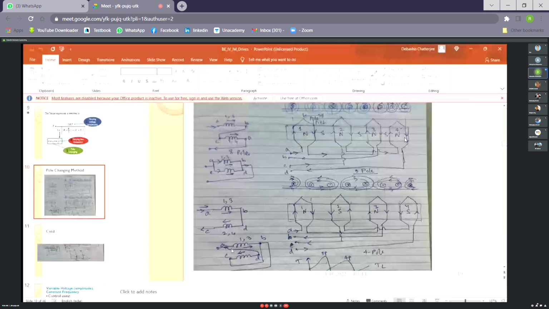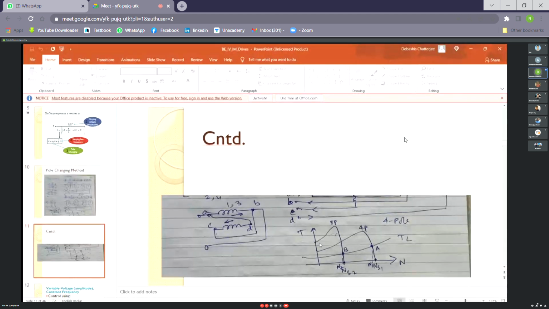So then actually you can create the different number of poles if you have the access of each of the coils, right? So what happens to the speed torque characteristics? For 8-pole you have characteristics like this, and for 4-pole you have characteristics like this. So naturally if you have a load torque varying like this, you can shift the operating point from A to B or B to A depending on necessity.